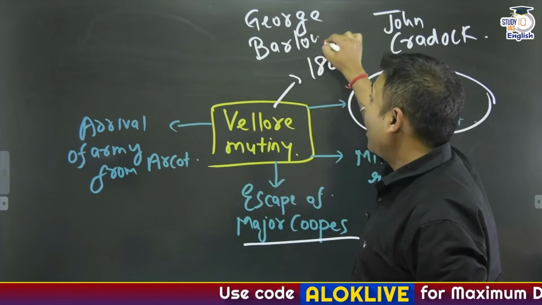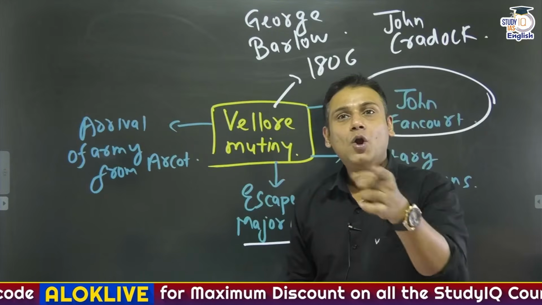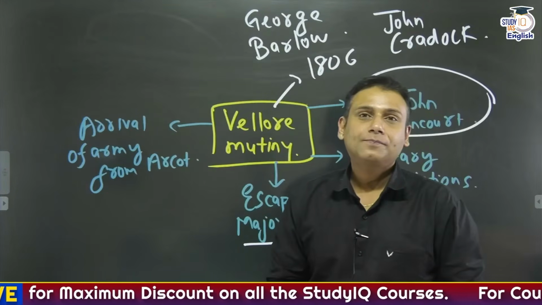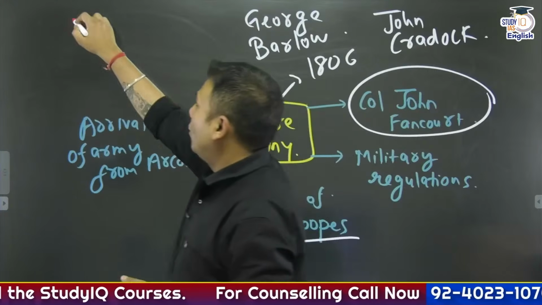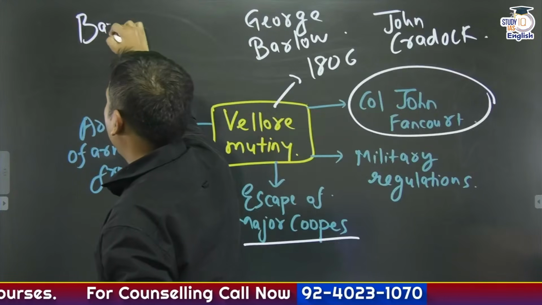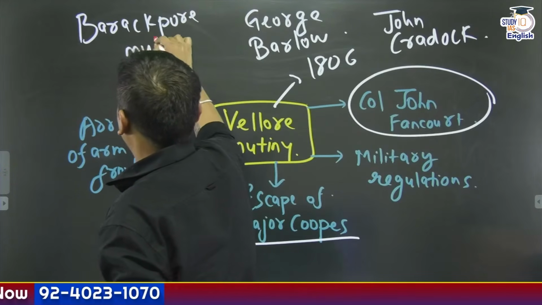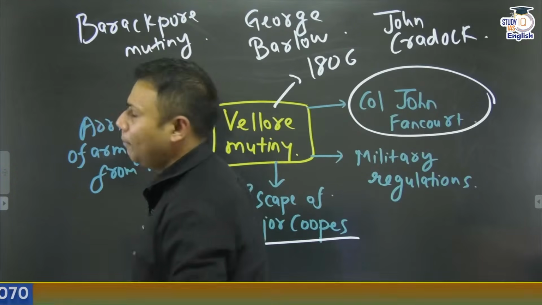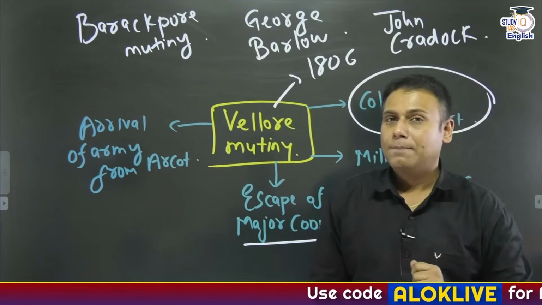So George Barlow, he was the Governor General of Bengal at that time when the Vellore Mutiny took place. Similarly, my friends, there is another important mutiny which took place in 1824 and is referred to as the Barakpur Mutiny. Now, what is the Barakpur Mutiny all about? This mutiny actually took place during the time of Lord Amherst.